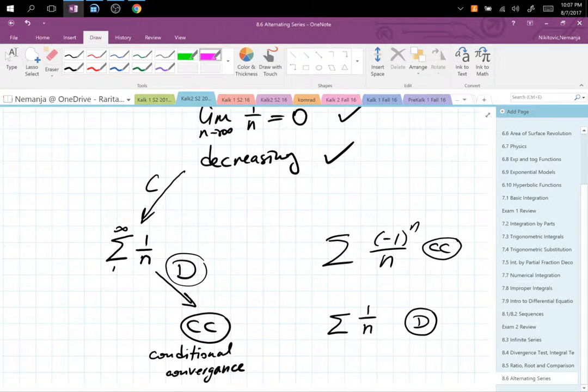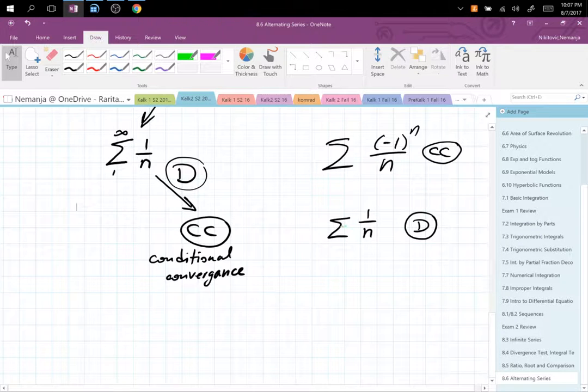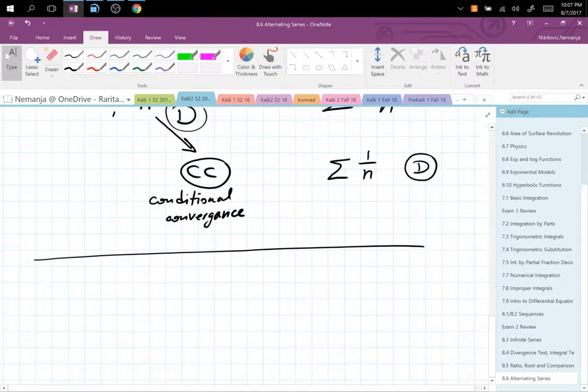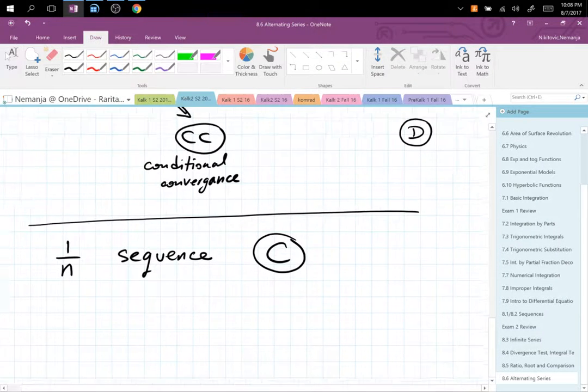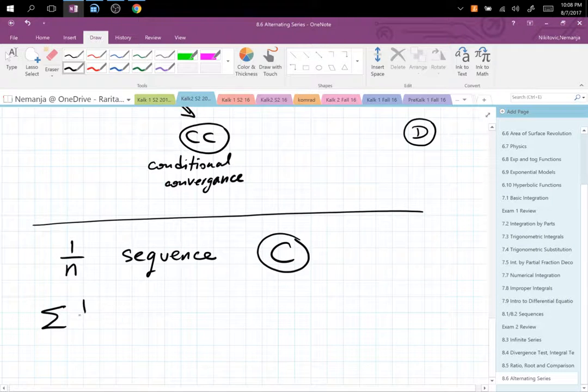This is also a perfect time for me to discuss the following creature. 1 over n is the sequence. It's convergent. Summation of 1 over n is a series. It's divergent.